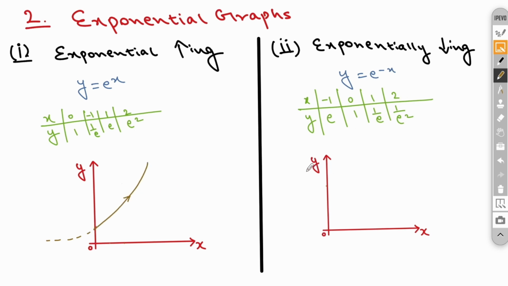Now we'll draw the graph for the function y is equal to e raised to power minus x. By putting values, we'll get that the graph of y is equal to e raised to power minus x is just the opposite of y is equal to e raised to power x.